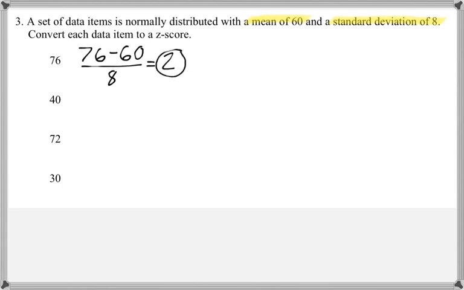So what this 2 means is that 76 is 2 standard deviations above the mean.